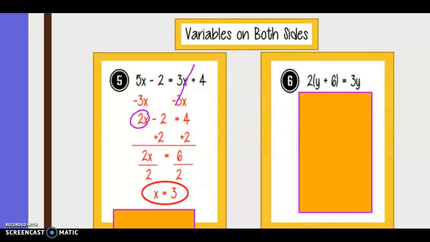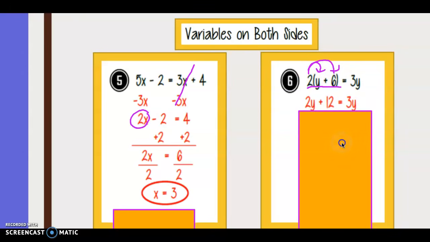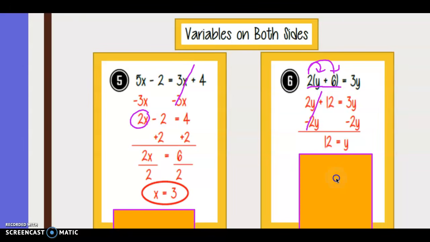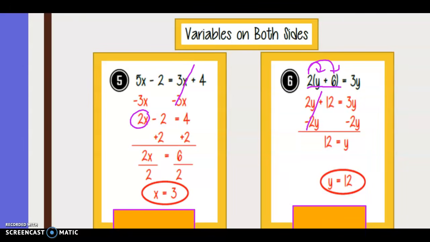My next problem, we had to distribute first. So you saw the parentheses and you should have taken 2 times y and 2 times 6. That would give you 2y plus 12, and then just bring down the equals 3y. Now at this point, you have two options. You could move your variables to the left, and you could have subtracted 3y from both sides, but notice that would kind of cancel everything out. So what I did is move my variables to the right, and I subtracted 2y from both sides. Then these cancel, and that leaves me with 12 equals 1y, or y, and I'm done. That's my answer.